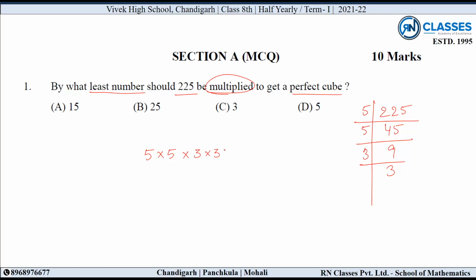For a perfect cube, we have to see the triplet. Here, did a triplet form? No. To form the triplet, we have to multiply with 5. Now the triplet is formed. Now the 3s also do not form a triplet. Here we only have a pair. Again multiply with 3 so that the triplet is complete. So you are multiplying with 5 and 3. So the answer is 15. If you multiply this number with 15, it will become a perfect cube. So the answer is A part.